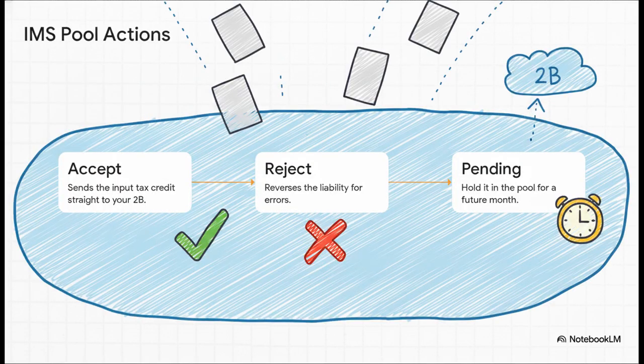So you can really think of this newly introduced Invoice Management System as a giant waiting room or a holding pool for your incoming invoices. When a supplier files a return, their invoice lands straight in your IMS pool. And you now have 3 very simple multiple choice options. You can hit Accept, which sends that input tax credit zooming straight to your 2B. You can hit Reject if it's a clear error, or you can mark it as pending, basically holding it in the pool to deal with in a future month.